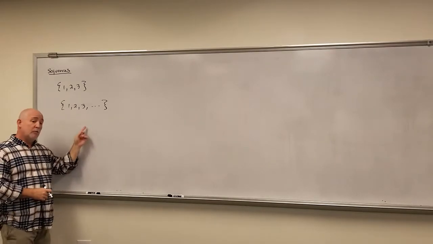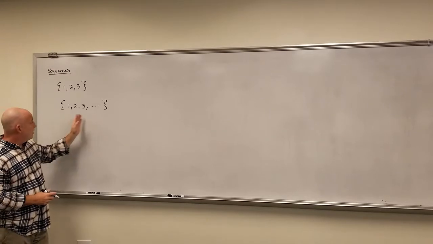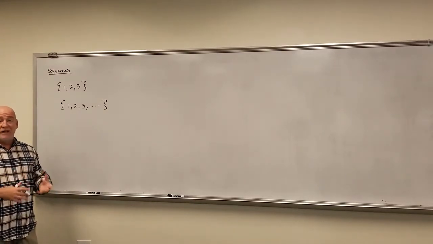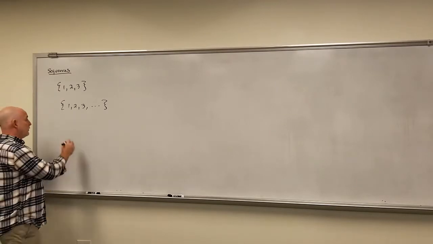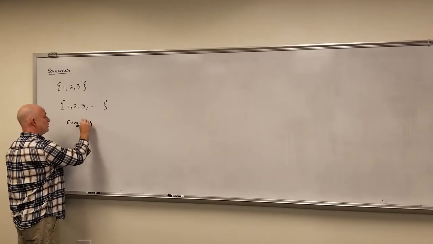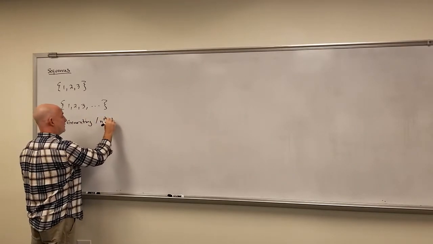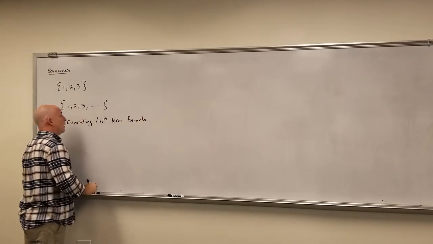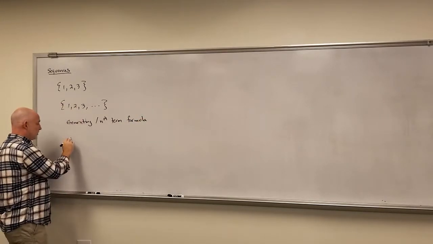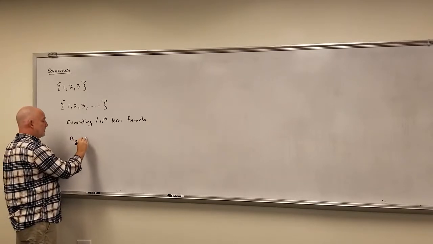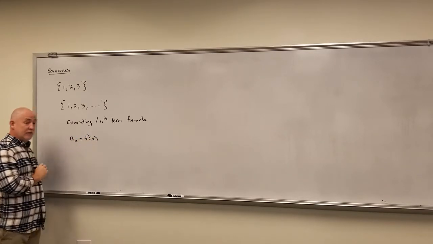Now most of the time when we have an infinite sequence, instead of trying to write it all out, we use what's called a generating formula or an nth term formula. Now the way that we're going to do this is we generally say that some a sub n is given by some function of n.